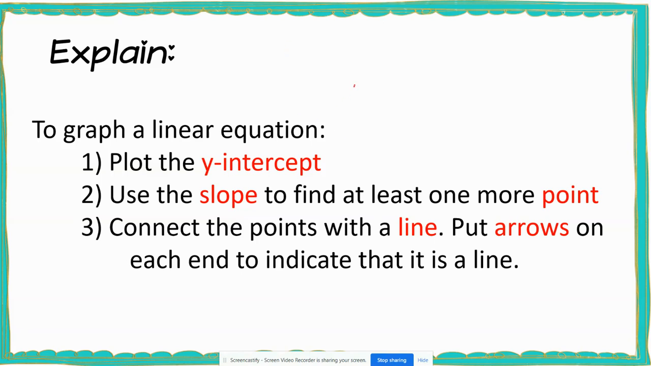Now, to be able to do that, remember that your equation must be in the form y equals mx plus b, where m represents slope and b represents the y-intercept. This means that in your equation, y must be on one side of the equal sign by itself.